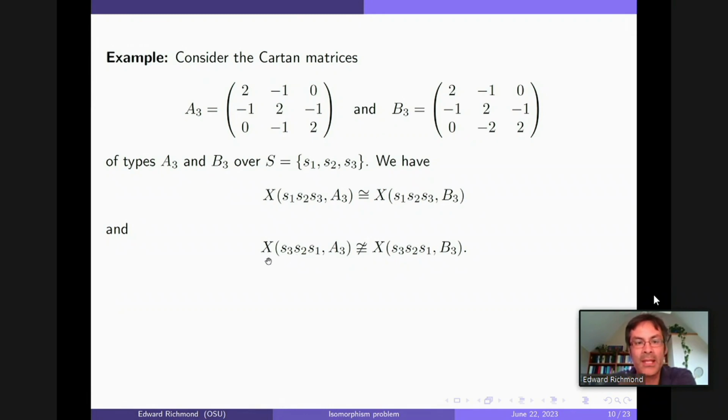However, if I reverse these, if I do 3, 2, 1 versus 3, 2, 1, there's no way I can construct a Cartan equivalence between these two. First, these reduced words are again unique, so there's no choice but to send 3 to 3, 2 to 2, and 1 to 1. But then, of course, now I'm dealing with the lower triangular portion, and here, type A, the upper and lower, this is symmetric, so they're the same, but B3 is not symmetric, so there's no way these can be isomorphic. And these facts are not new.